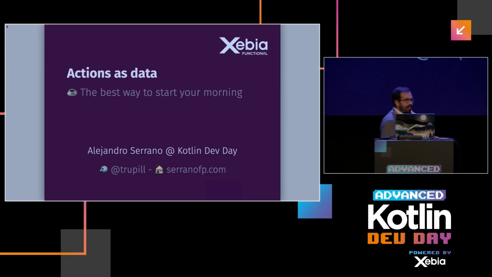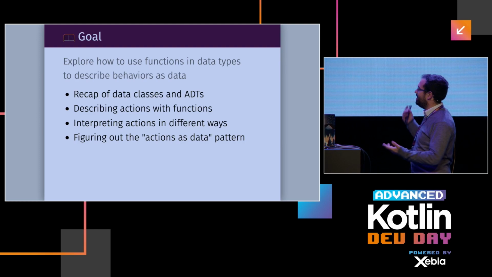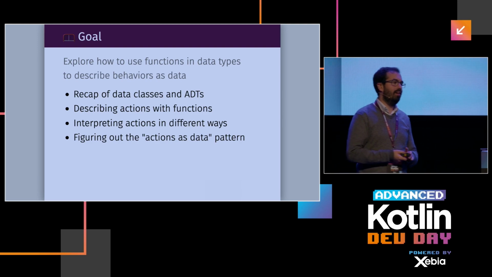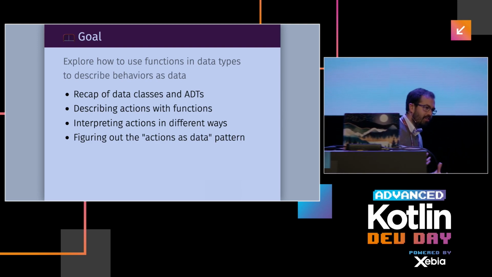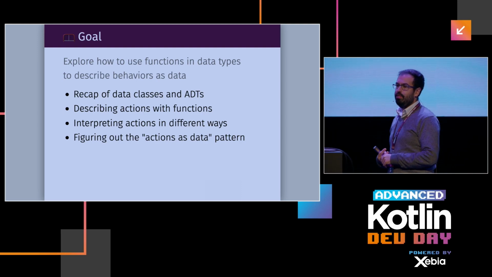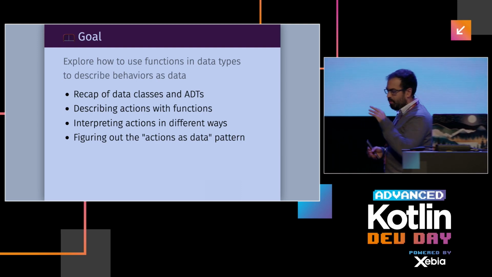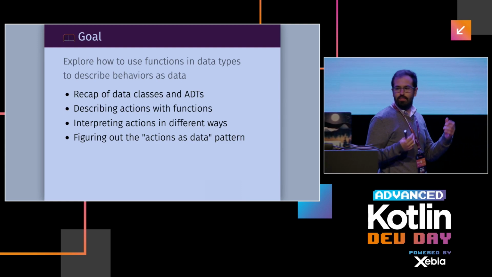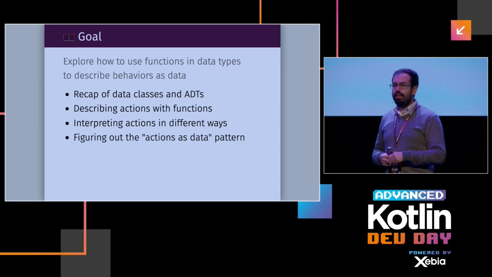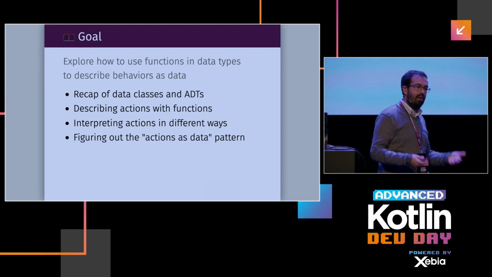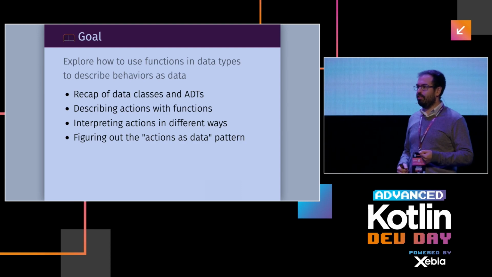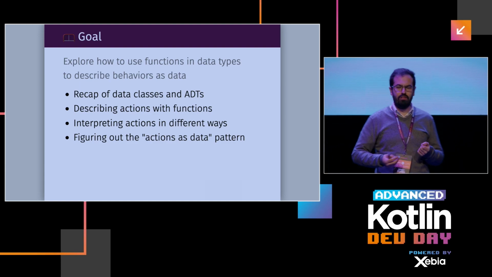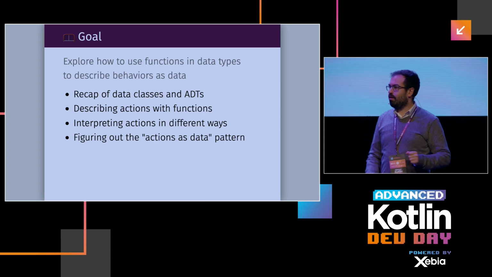So anyway, I'm going to talk about actions as data. The goal of this talk is to explore a bit, given that we are in an advanced conference, how to use functions within your types to describe behaviors, and we'll see what I mean by behavior. I will shortly recap a few things about data classes that we need to use. Then I will talk about how we describe this action with functions, and then we will go into doing fancy stuff with this, and at the end we will come to a pattern, the actions as data pattern, or whatever you want to call it.